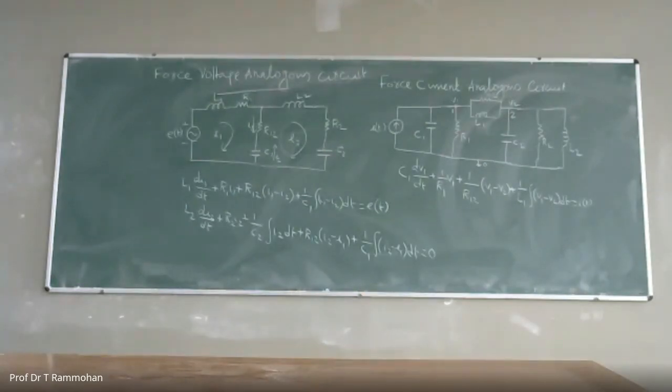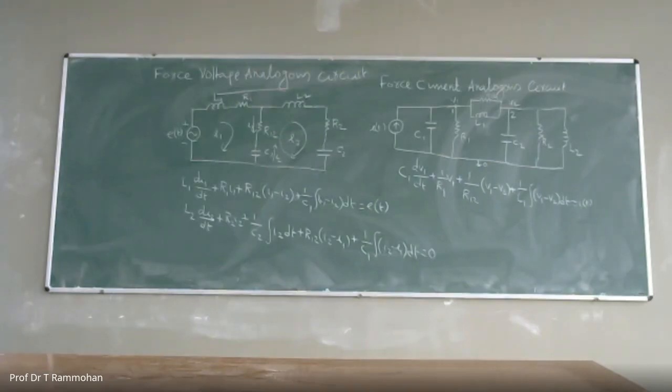If somebody can answer, I of t? Surya Narayanan, you can unmute and answer. Surya Narayanan? Yeah, can you see the I of t in the equation? Yes, sir. Okay.